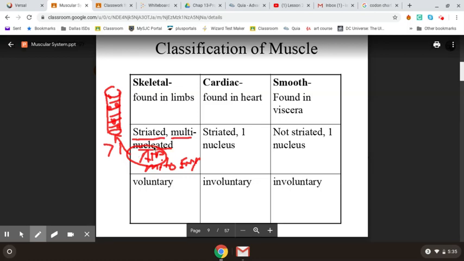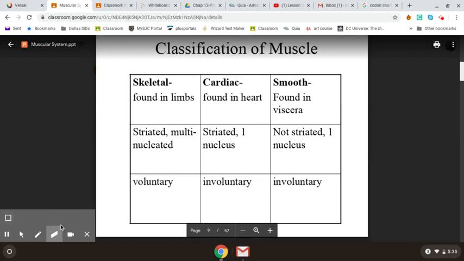So we need lots of nuclei in order to produce all the enzymes, because that's what your nucleus holds: your DNA, and your DNA is the blueprint for making proteins and making enzymes. And if you have only one nucleus for a very, very large muscle that needs a lot of energy, it's never going to be able to keep up with the energy demands that cell needs.